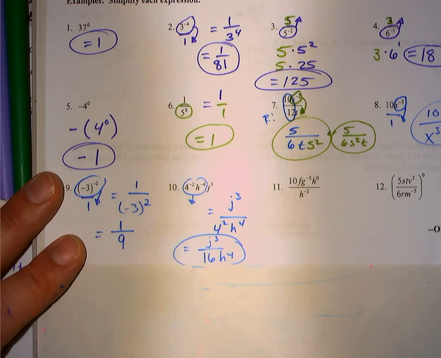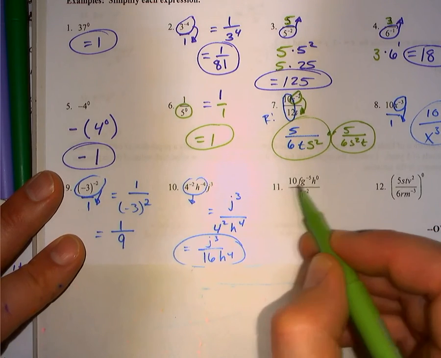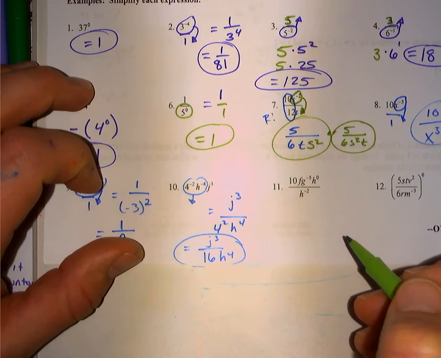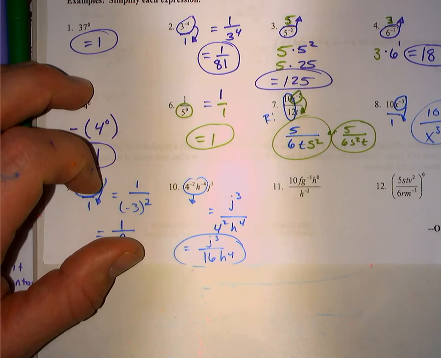So again, negative exponents. Let's finish up 11 and 12 before we get out of here, gang. As I take a look, we got a lot of stuff going on. First thing I notice is h to the 0. What's h to the 0? H to the 0 is just 1, right? So I don't even need to worry about that guy.